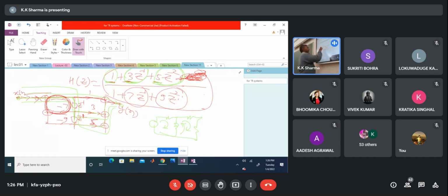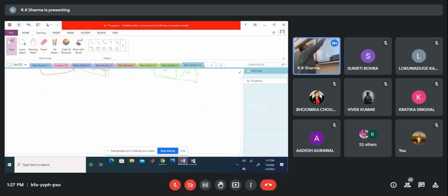What is the gain of the second loop? You start from this terminal and return back. What is the gain of the second loop? It is minus 9 into z to the power minus 2. दोबारा प्लॉट करोगे इसको?